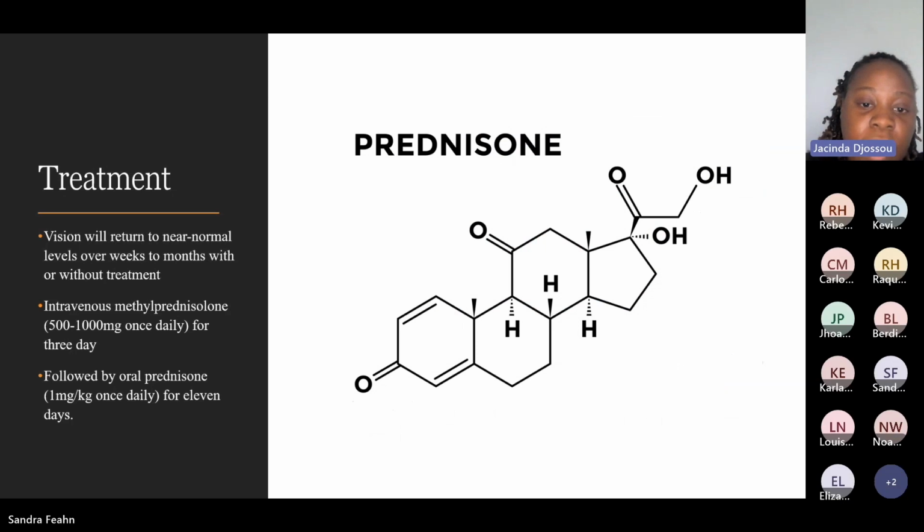So how is optic neuritis treated? So for treatment, vision will return to normal levels over weeks to months with or without treatment. But if you're treating it right away, you can use either intravenous methylprednisolone, and you could take 500 to 1,000 milligrams once a day for 3 days, or you could do oral prednisone 1 milligram per kilogram for 11 days. And to the right is just a figure of prednisone.